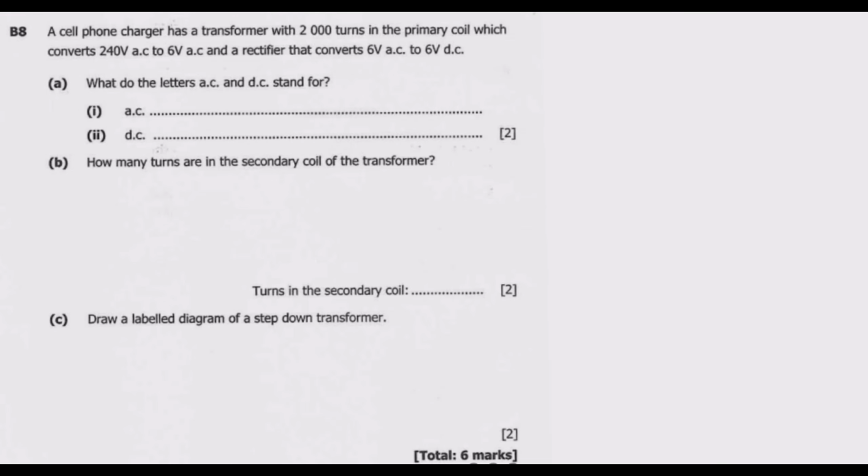Let us look at question B8. A cell phone charger has a transformer with 2000 turns in the primary coil, which converts 240 volts AC to 6 volts AC, and the rectifier that converts 6 volts AC to 6 volts DC. What do the letters AC and DC stand for? So AC basically is alternating current. Then DC is basically direct current.